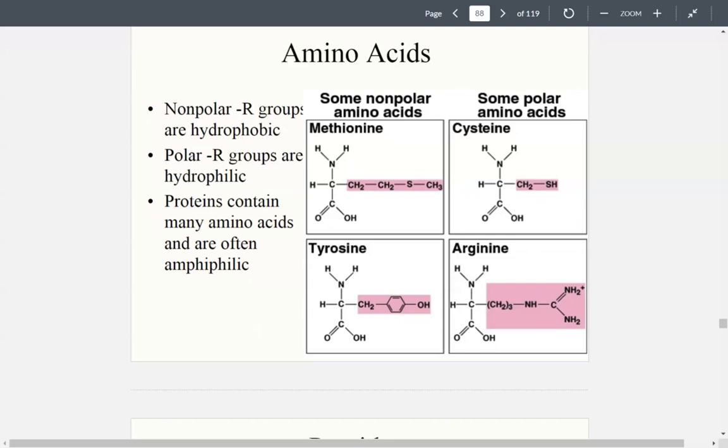But here's the thing. Very rarely do you have a protein chain that is made up of all hydrophobic or all hydrophilic groups. Protein chains tend to be amphiphilic. They tend to be a combination of both these philic and phobic groups.